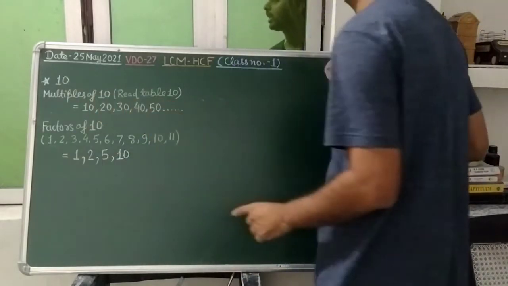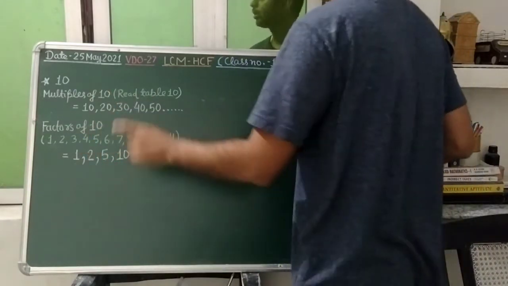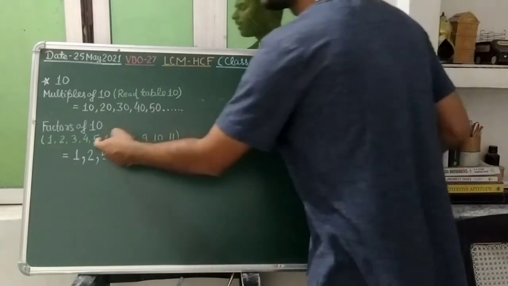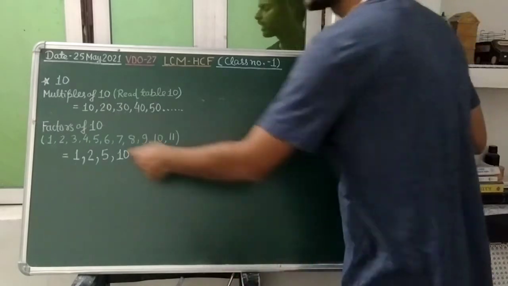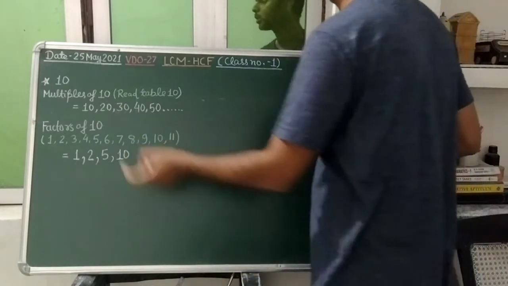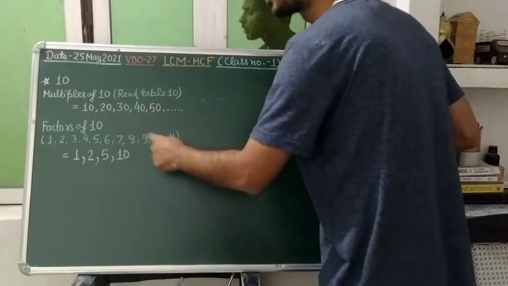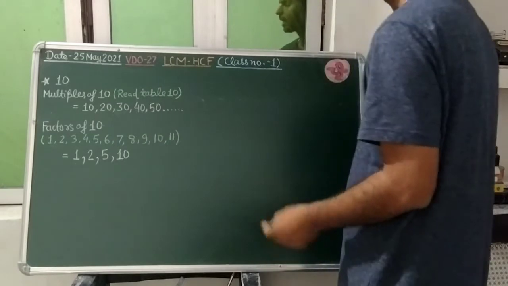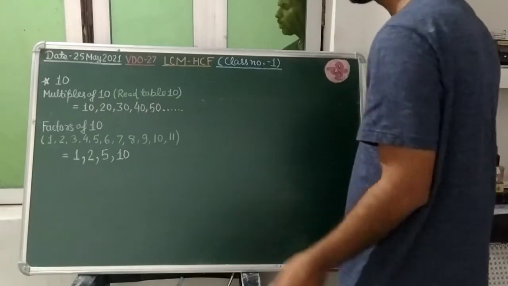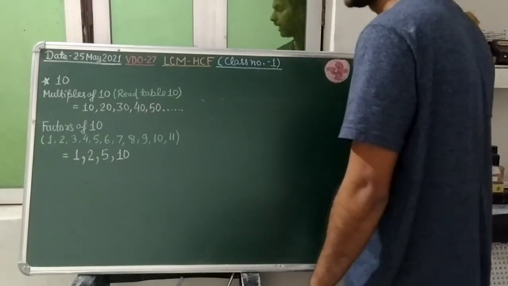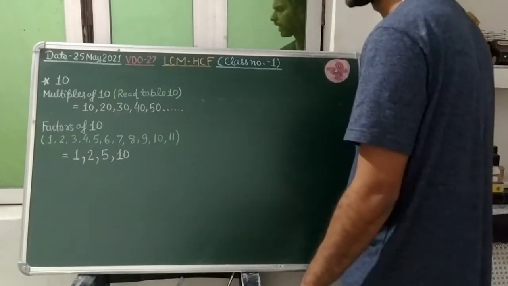4 also is not going to divide this 10 completely. That is why 4 will also not be a factor of 10. 5 is going to divide the 10 completely, so 5 will be a factor of 10. And 6, 7, 8, 9 are also not going to divide this 10 completely. That is why they will not be factors of 10. 10 is going to divide this 10 completely, so 10 will be a factor of that. 11 is not going to divide that, so 11 will also not be a factor of that 10. So check from 1 to 11. You will get all the factors of that.